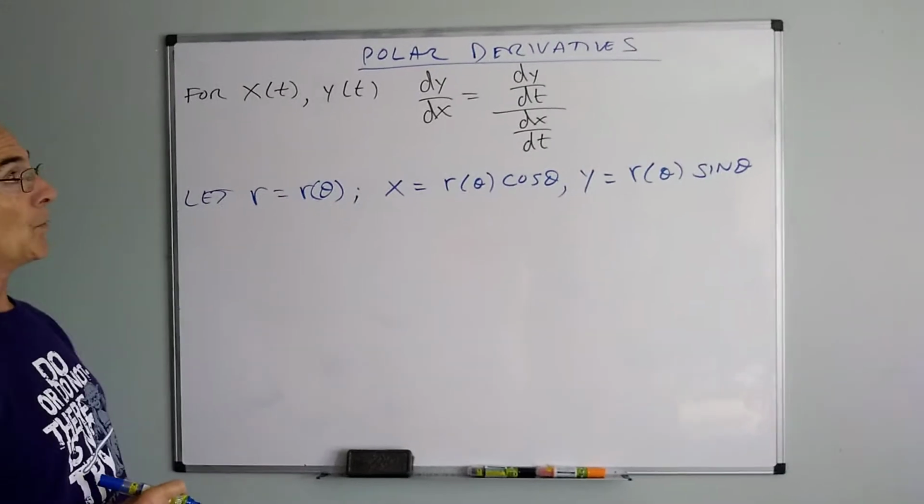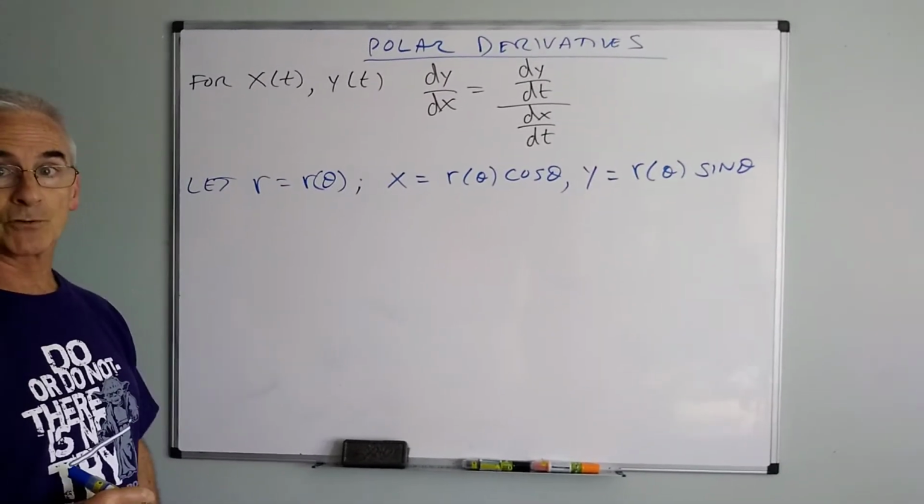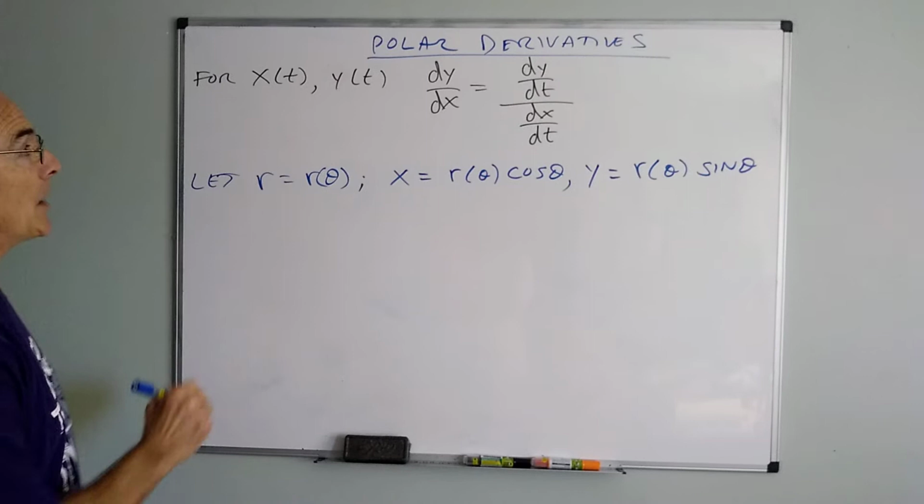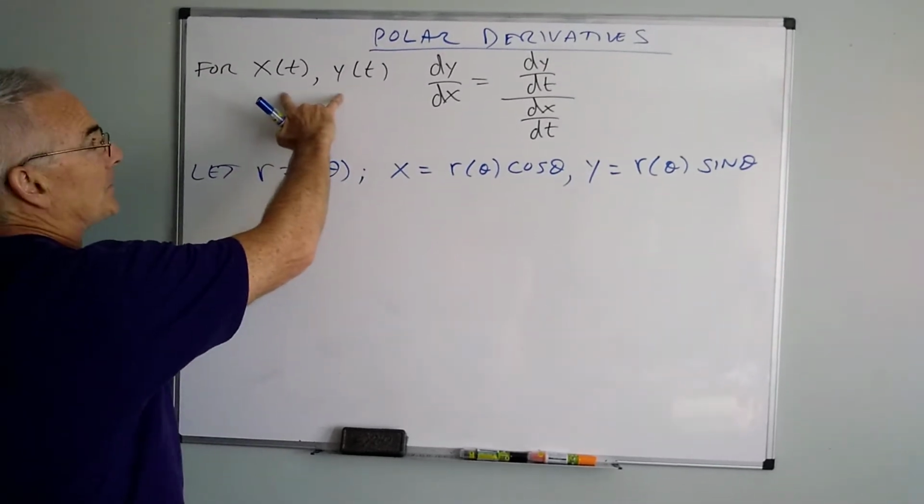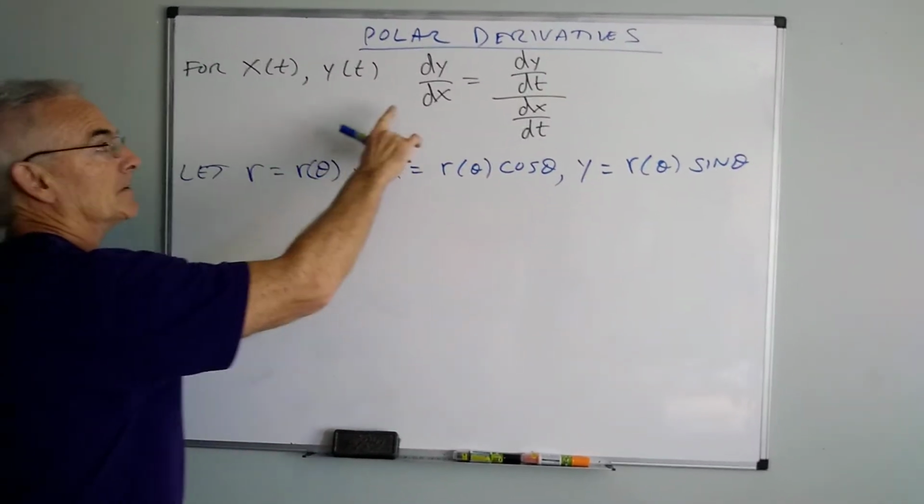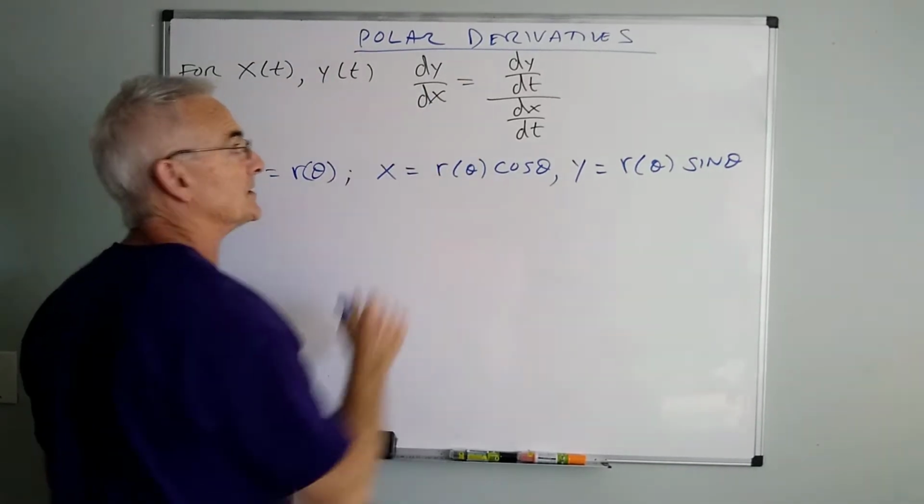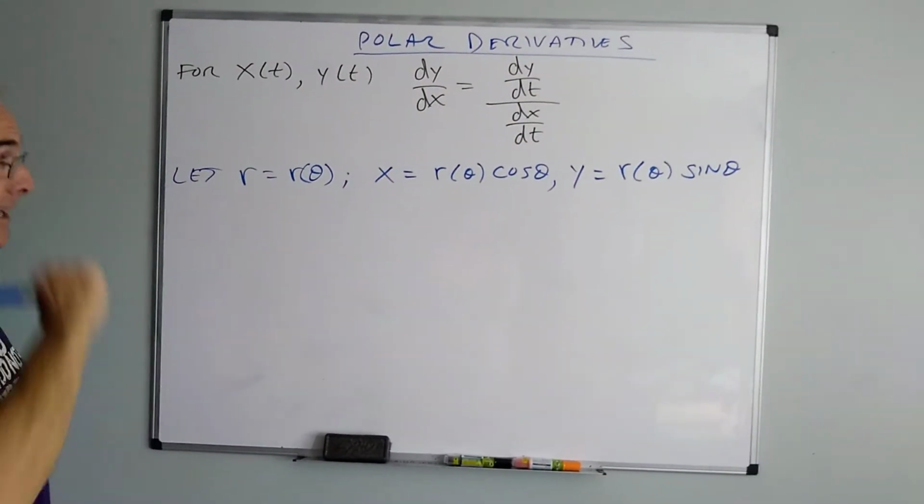Hello everyone. We want to discuss polar derivatives now, derivatives of polar graphs. Now we know from parameterization that if I have x of t and y of t, then dy/dx is just dy/dt over dx/dt. We've already established that previously.